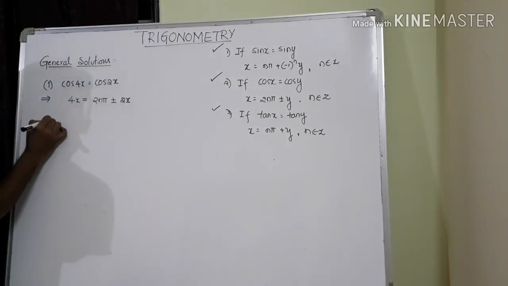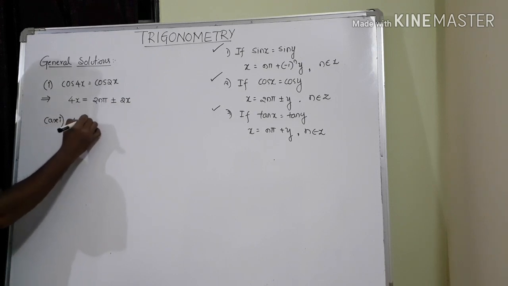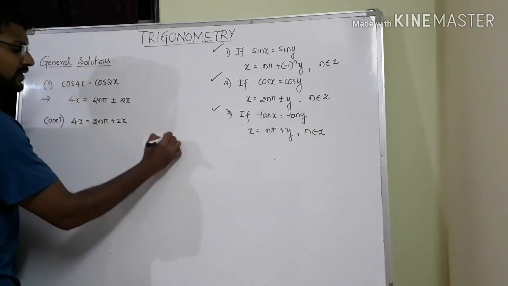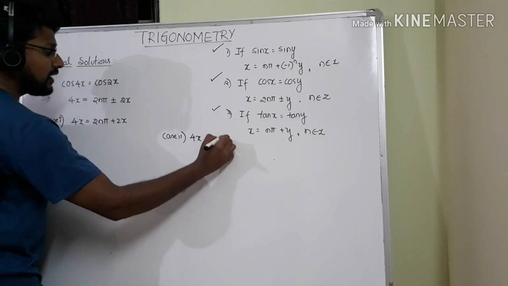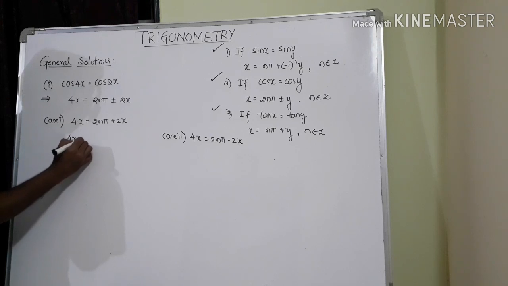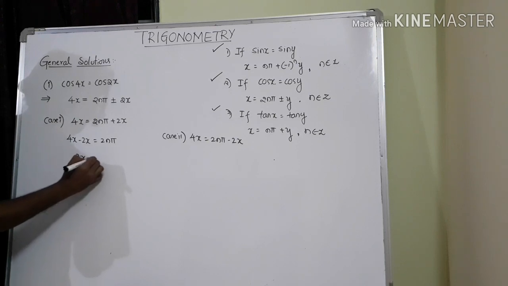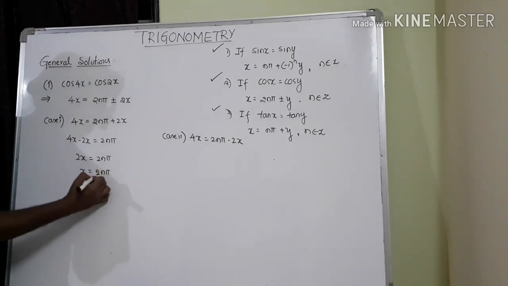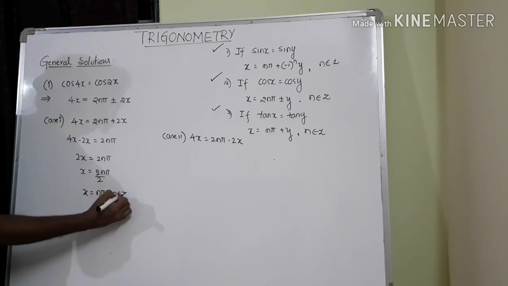Now let me take two cases because I have plus or minus. In the first case, I'll take the positive value, that is 2n pi plus 2x. In the second case, I'll take the negative value, that is 2n pi minus 2x. So let me solve the first one now. Plus 2x comes this side, so 4x minus 2x is equal to 2n pi. This is 2x is equal to 2n pi, or x is equal to 2n pi by 2, this 2 comes this side, becomes division, or x is equal to n pi, where n belongs to z.